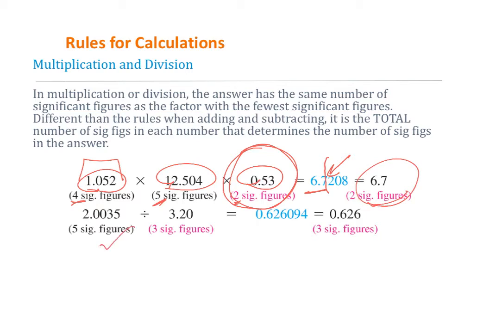All right, same with dividing. It has 5 sig figs, this has 3 sig figs. Your answer can only have 3 sig figs. So 1, 2, 3. You're going to cut it off, but you're going to check the first digit dropped to make sure it's not a 5 or greater. It's not, so we don't round up. We just keep it 0.626.